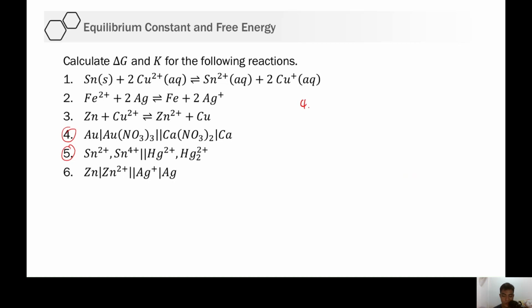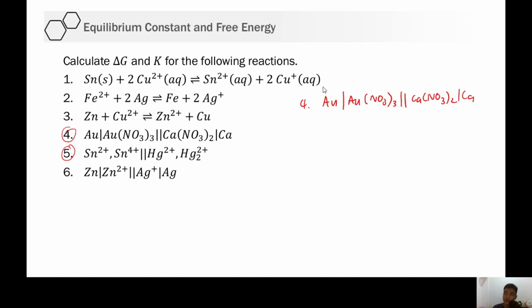For number 4, we have this cell notation. Typically, cell notations are written as metal, then ions, or gas. But in this problem, we have an ionic compound. The ionic compound should give you an idea of the charge of your metal ion, the charge of your reacting species.